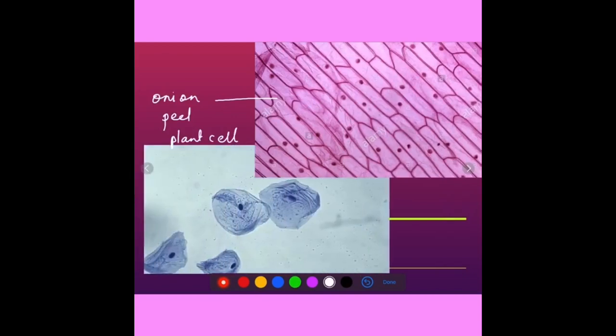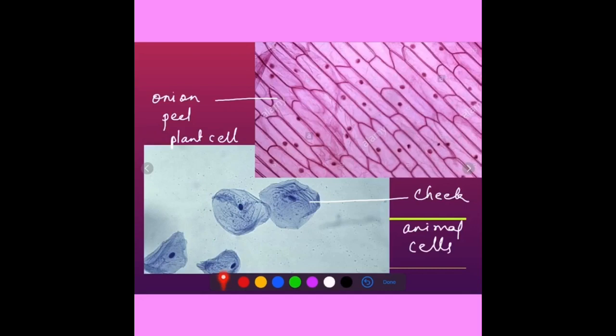Recognize this. Which slide is this? This is the onion peel. Very good. And which cells are these? They are plant cells. Very true. And what about this? This is a cheek cell, and cheek cells are animal cells. Now these are the slides prepared in the lab.